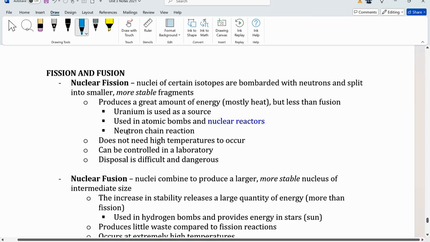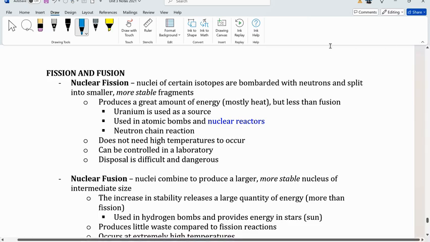It uses a neutron chain reaction, which means a neutron hits the nuclei and breaks it down into smaller pieces, and 3 neutrons leave and go to another nucleus and hit other nuclei, and they continue on. It does not need high temperatures to occur. It can be controlled in a laboratory, but disposal is difficult and dangerous because it still is radioactive, so it has to be disposed of very carefully and always remain cool.